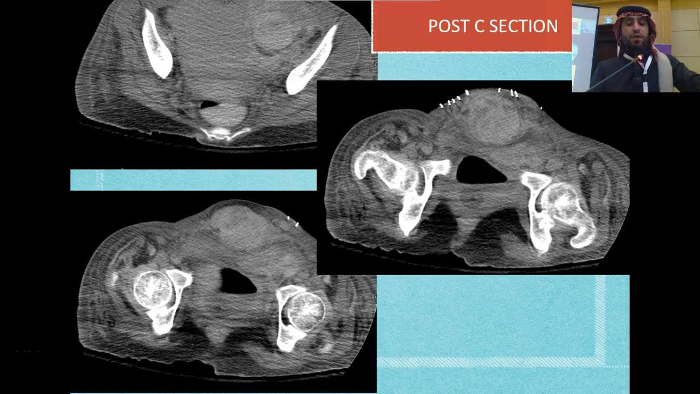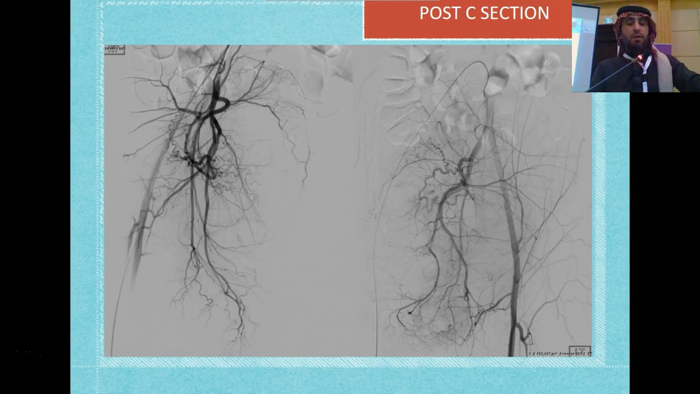Another case that we received: these are a few images from the CT of the lower abdomen and pelvis. There is significant bleeding post C-section. The patient was immediately rushed to the angio suite. We did a pelvic angio. We embolized immediately the whole uterine artery and some of the branches. Although there was no active bleeding, even if there's no active bleeding, we don't wait if the patient is not stable. We go ahead and embolize.